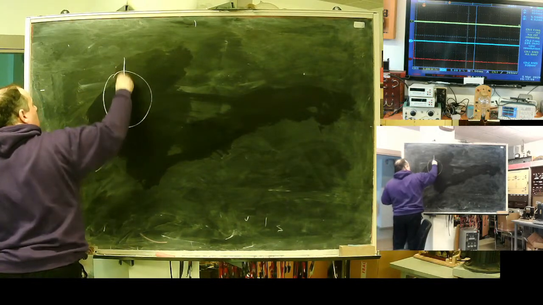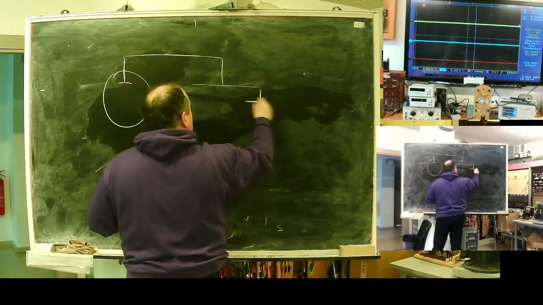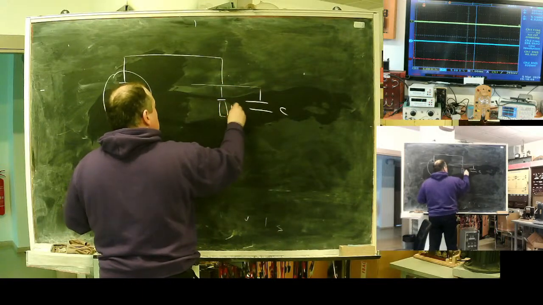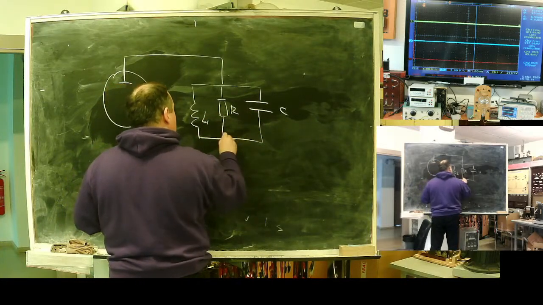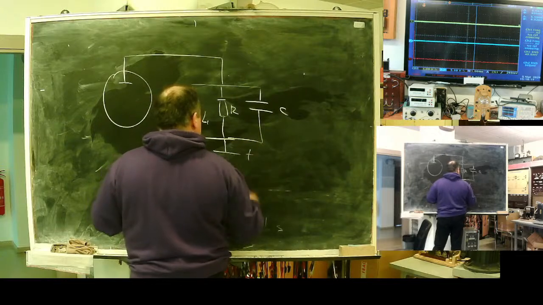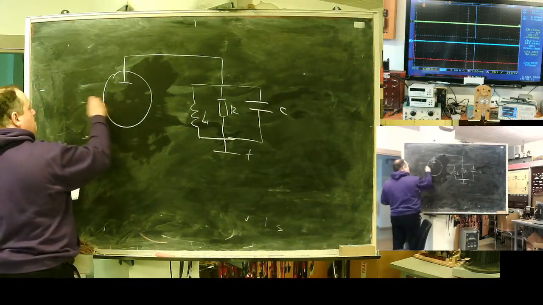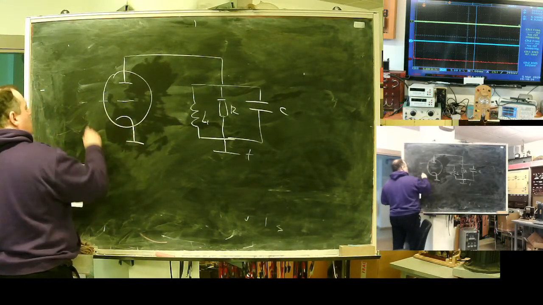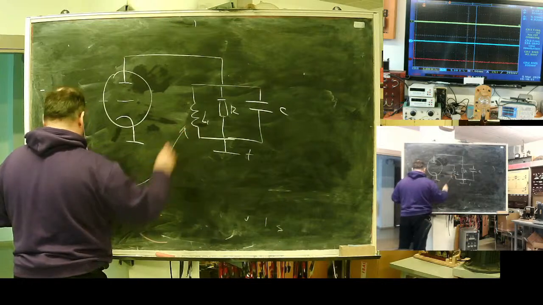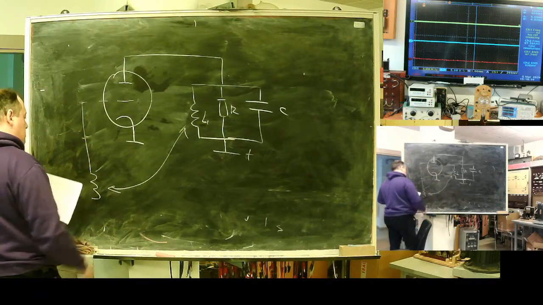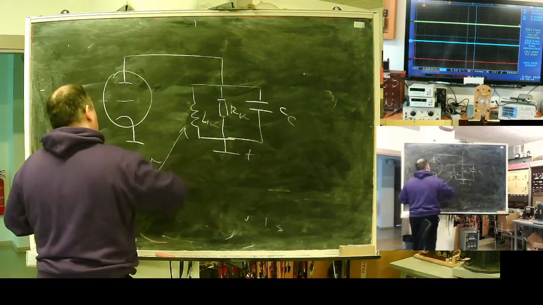Let's see. I have a linear part loaded with capacitance, resistance, and coil. Here will be plus. To ground and grill. There you go. F.